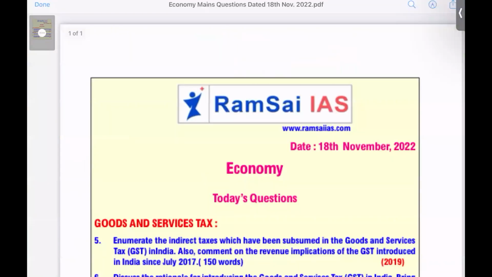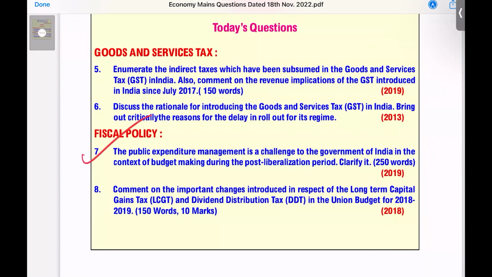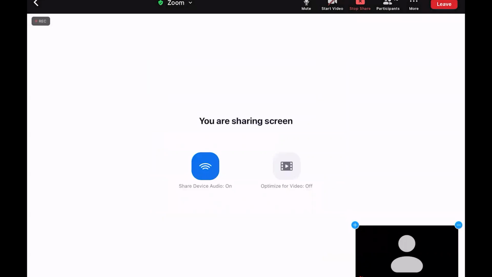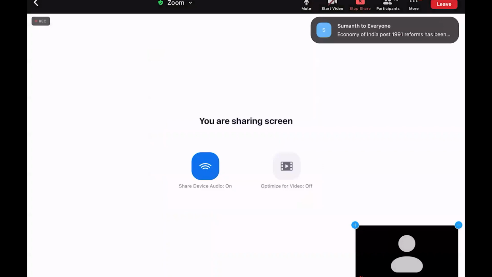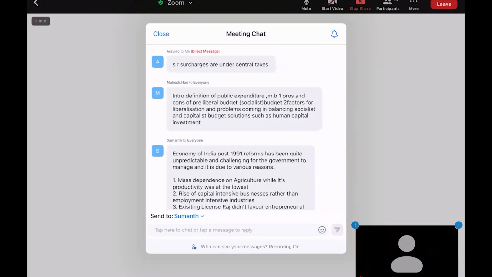Okay, the sixth question I'll discuss at the end for 2 minutes. See the seventh question: the public expenditure management is a challenge to the government of India in the context of budget making during the post-liberalization period. Clarify it. Take a couple of minutes. Decent points, Mahesh, but you should focus. You need not write about pre-liberalization budgets and all. That is not required.